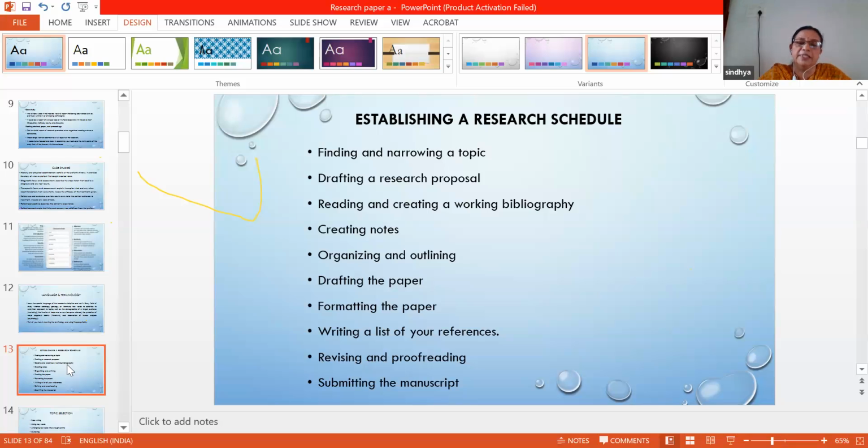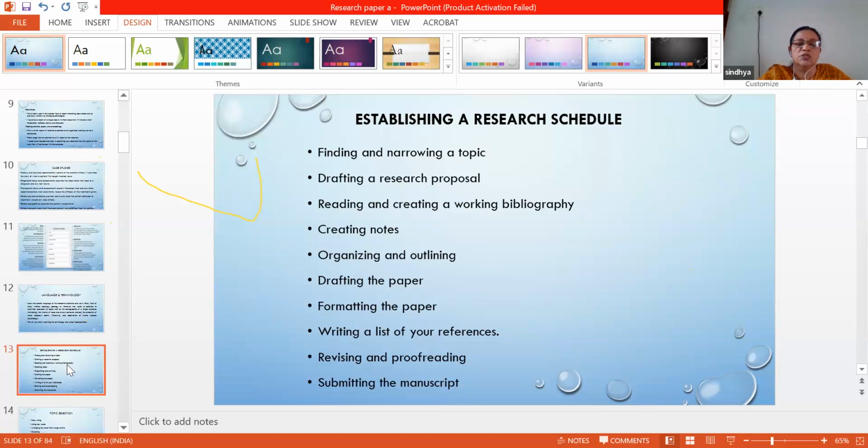And based on that research proposal, we have to read. In creating a working bibliography, we have to read a lot. We have to undertake a review of research. That is not only research, but related theoretical aspects also. We have to read a lot based on the topic of interest.